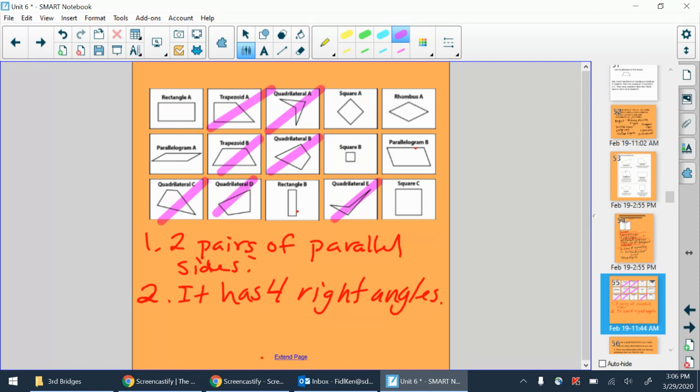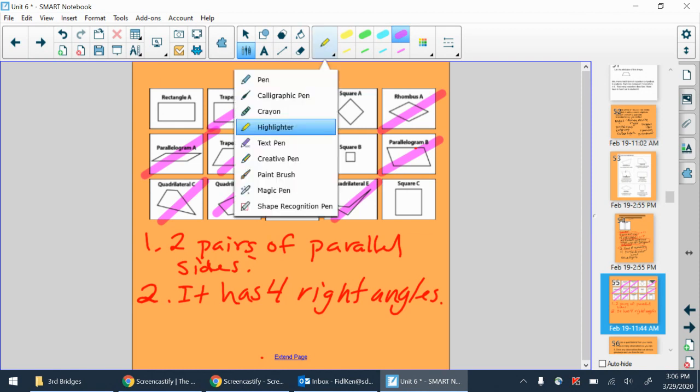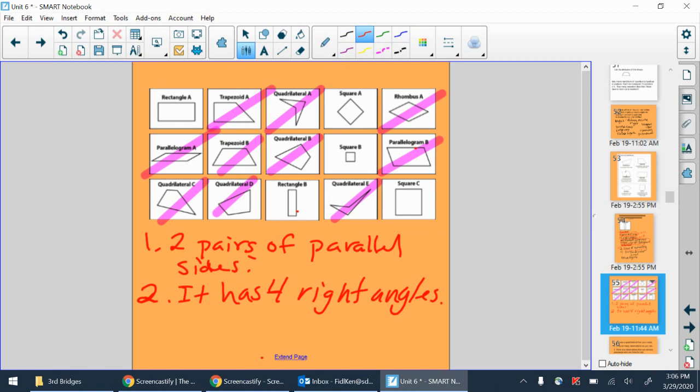All right, my next one says it has 4 right angles. So then I'm going to cross off everything that does not have 4 right angles. So I'm going to cross off this one, and this one, and this one. So right now I'm left with a rectangle A, square B, rectangle B, and square C. I think I'm doing pretty well so far. I've been a little specific, but not too specific. So I've been able to eliminate some of them.